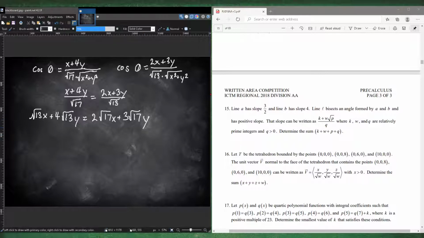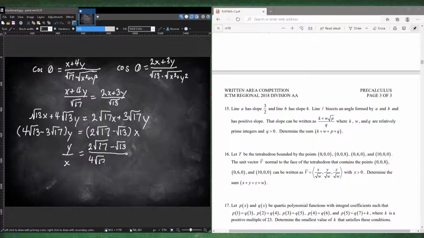Okay, so we're going to combine like terms. So then our x goes with x and y goes with y. So that's 2 square root 17 minus square root 13 times our x is equal to 4 square root 13 minus 3 square root 17 times our y. And remember, we're looking for y over x. So our y over our x is equal to 2 square root 17 minus square root 13 divided by this, which is 4 square root 13 minus 3 square root 17. So now all we have to do is simplify that number.